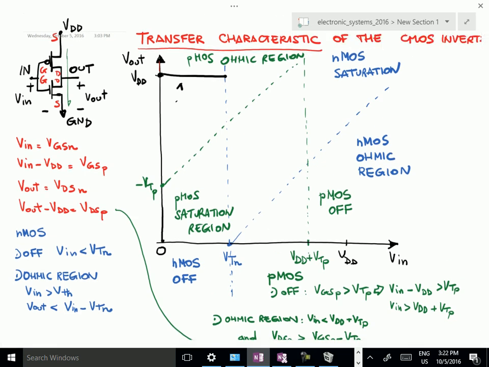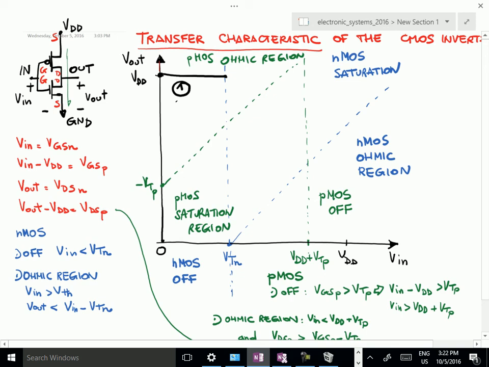So the transfer characteristics has a segment which we call number 1, which goes in this direction. In the number 1 condition, the NMOS is off and the PMOS is in the ohmic region, and the output voltage is VDD.